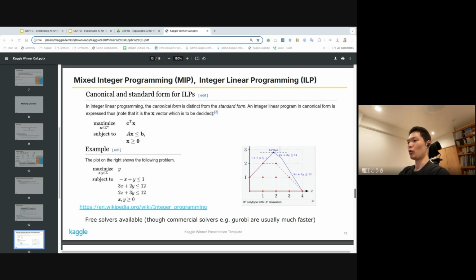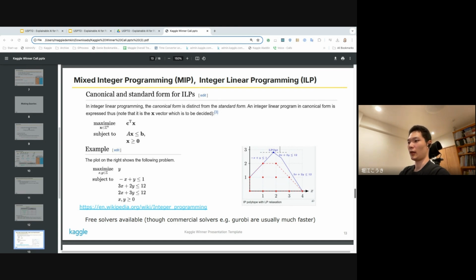The constraints are described as the blue convex polygon on the right, and the search space considering the integer constraint is described as the red dots here. You have 2, 4, 5, counting from the top. So here, if you want to maximize y, the answer is y equals 2 because it is the top red point that maximizes y.